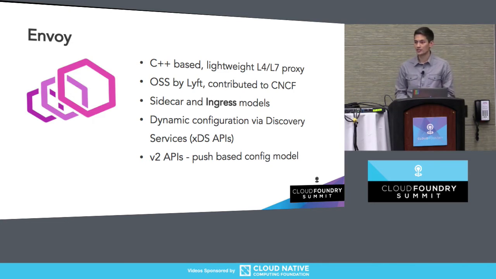Envoy is dynamically configured through various discovery service APIs. We'll talk about these on the next slide, but collectively they're referred to as the xDS APIs. Finally, version 2 of these Envoy APIs, which was just released last month, now operate in a push-based configuration model, which provides lower latency for updates and fewer resource constraints.